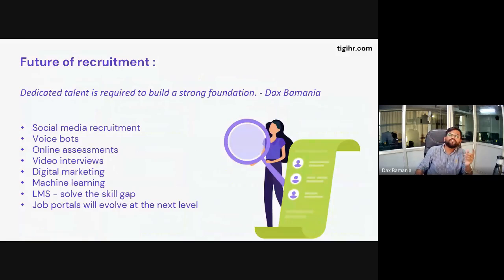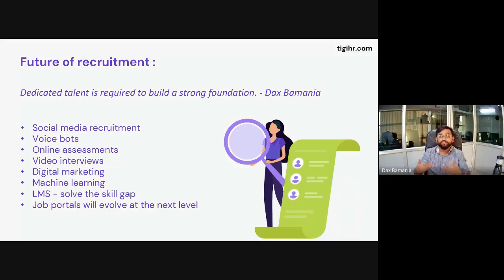Okay, future of recruitment. I'm from the same background, and I have my own recruitment company, so I can give you a very good idea about this. But before that, dedicated talent is required to build a strong foundation. That is actually necessary for everyone. So what is the future of recruitment? The future of recruitment is social media. People are going to do paid advertisement on social media, and they're going to find a super match out of that.